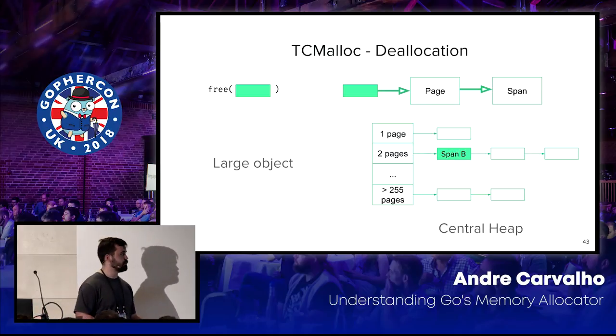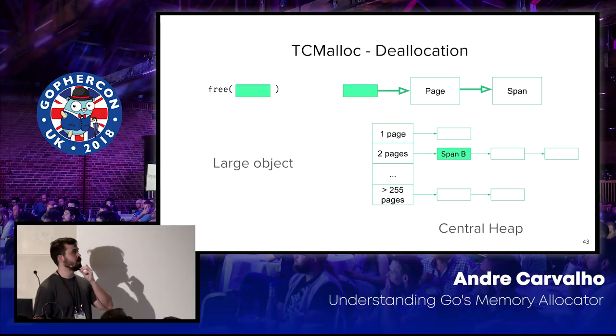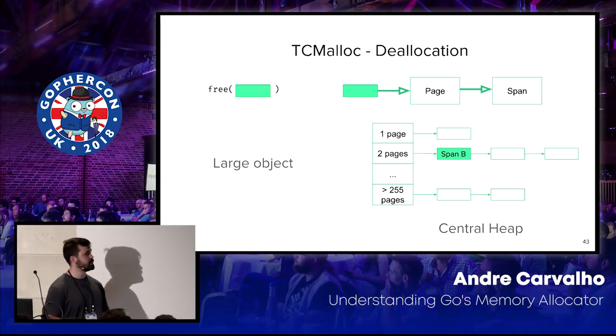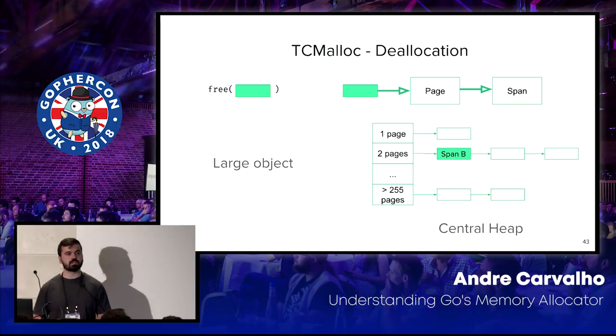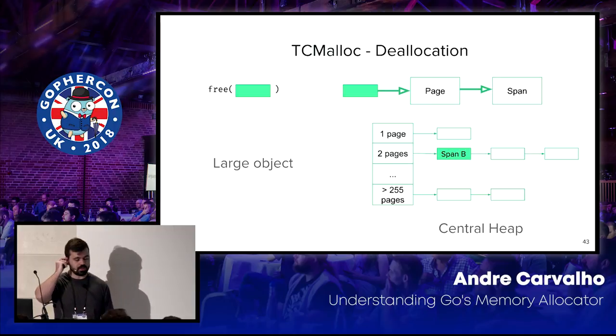And as I said before, some allocators never release memory back to the OS, and this is the case of the original tcmalloc implementation. All that the deallocation does is simply add the object into the free list, and it keeps reusing those objects as much as possible.